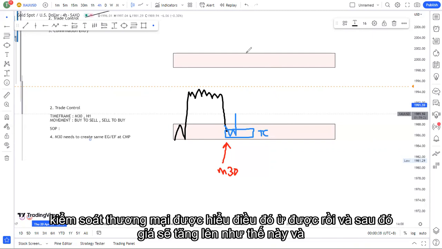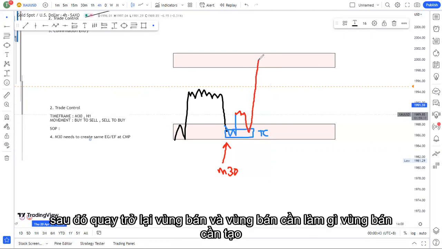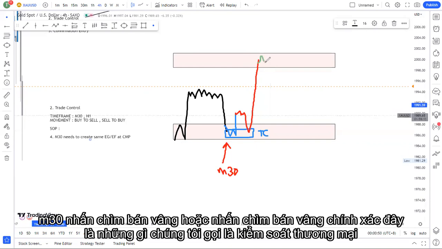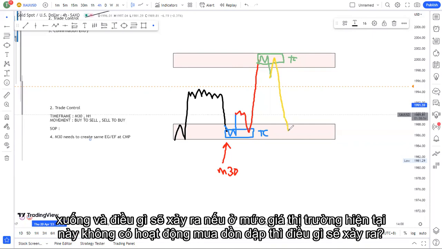And then the price is going to go up like this, and then go back up to the sell zone. What the sell zone needs to do is create an M30 engulfing sell, or engulfing fail. Yeah, exactly. This is what we call trade control. And then the price gets into the zone again for entry purpose for the next topic, and then goes down.